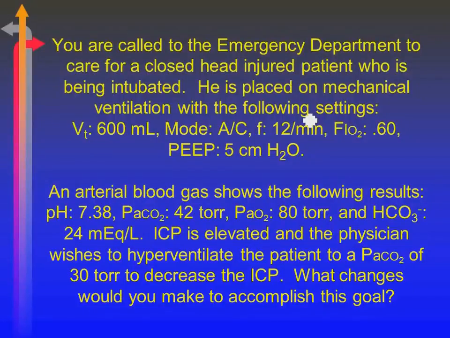You're called to the ER for the care of a closed head injury patient. He's on the mechanical ventilator settings that you see there. The blood gas shows the following results. His ICP is elevated and the physician wishes to hyperventilate the patient to a PCO₂ of 30 to decrease the ICP. How are we going to accomplish this?